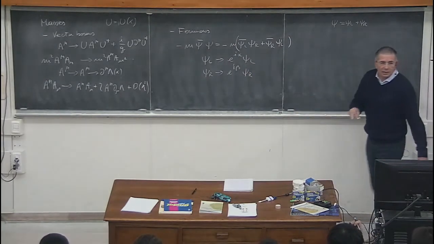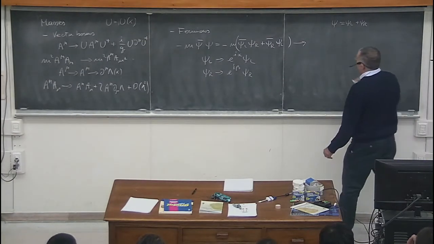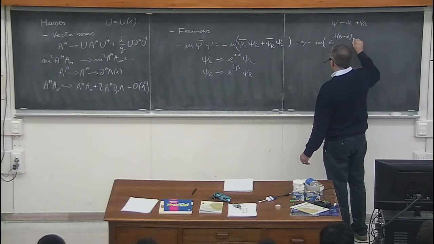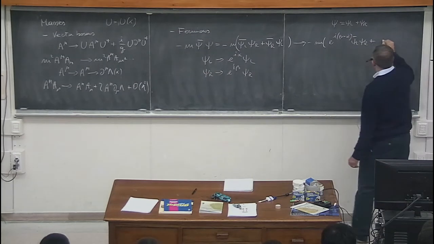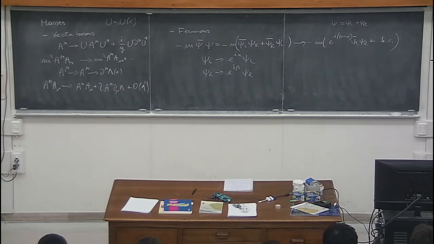These are singlets under the action of SU2, then this is not invariant. This goes into minus m e to the i (beta minus alpha) psi left psi right plus the Hermitian conjugate. So in the case of a chiral theory, also fermion masses are forbidden. But we know we need both. We need masses for the vector bosons because the weak interactions are short-ranged, and we obviously need masses for the electron, for the muon, for the up quark, for the top quark. We need a very heavy mass.